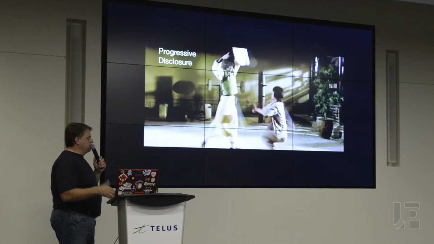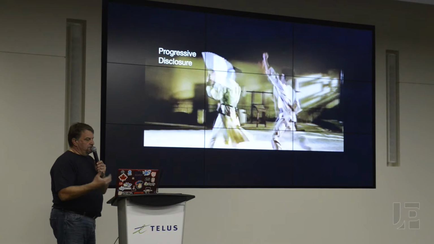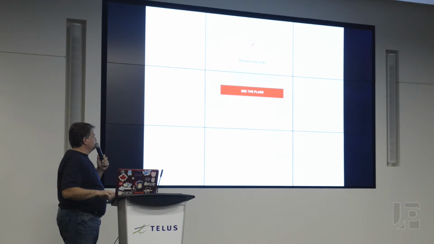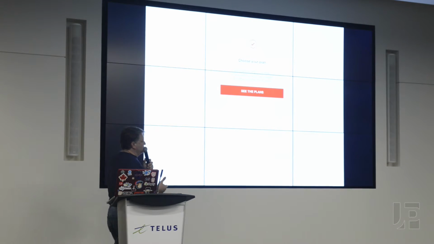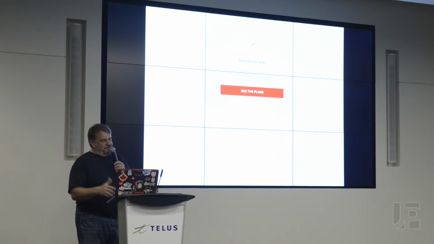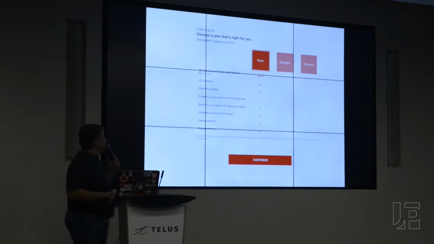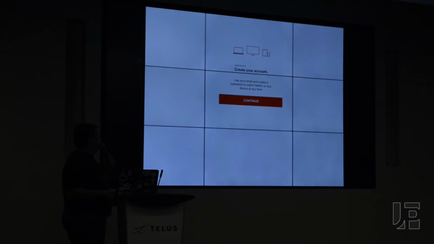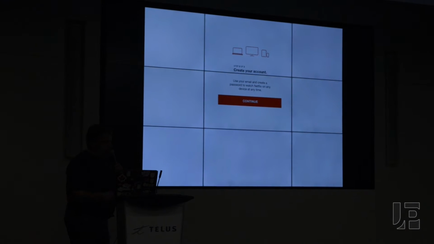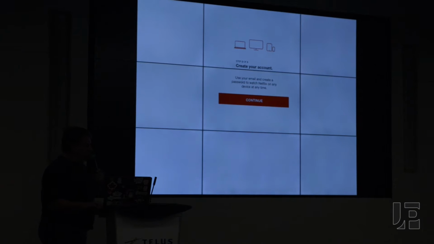The other thing is, during the onboarding, do progressive disclosure. So this is from Netflix. They have choose your plan, see the plans, pick a plan, continue, and then it says create an account, and again, use your email and create a password to watch your Netflix. Then you get to do your paperwork.